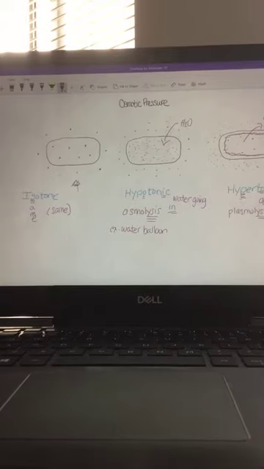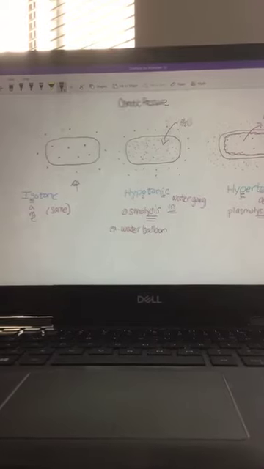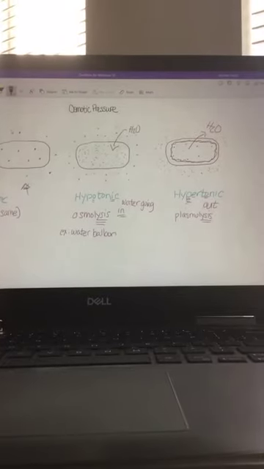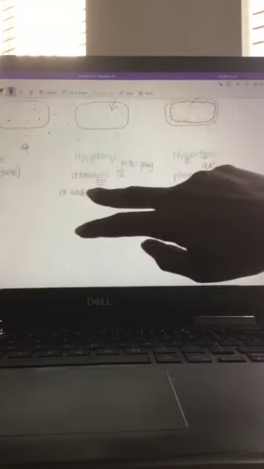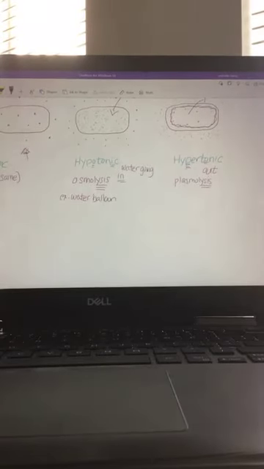Next, we are going to get some examples. So we're going back to hypertonic. Let me move this up some, just a little bit. So hypertonic, we see this in preserving food.